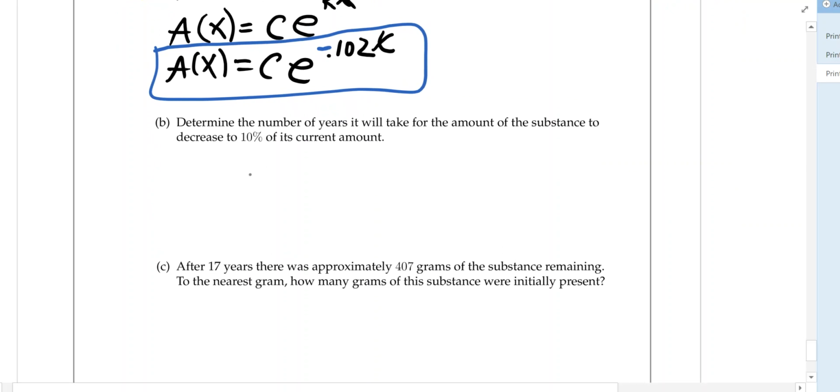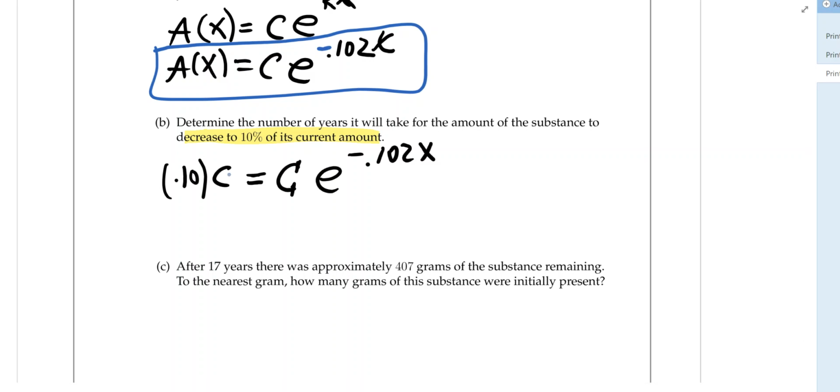So basically, I don't know what it started with. So if it started with C, what should I put on the other side if I'm interested in 10% of what it started with, of C? I'm basically just going to put 0.10 times C. Because if C is 100, I'm interested to see when it decreased to just 10. You think about that. Pause the video and think about why I put 0.10 times C.